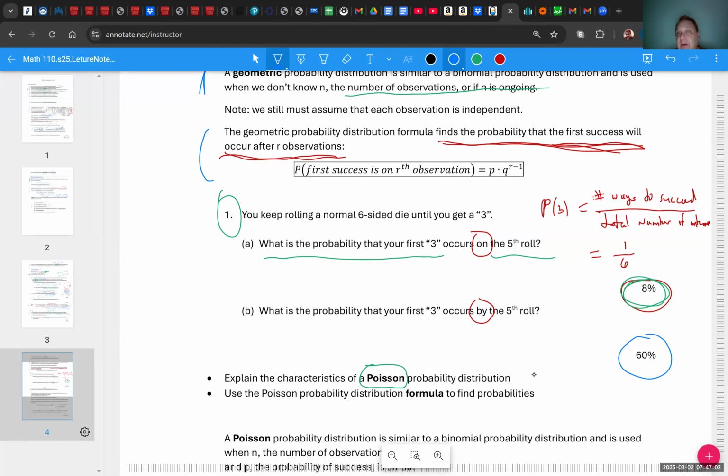It's used to find the probability that the first success will occur after our observations.